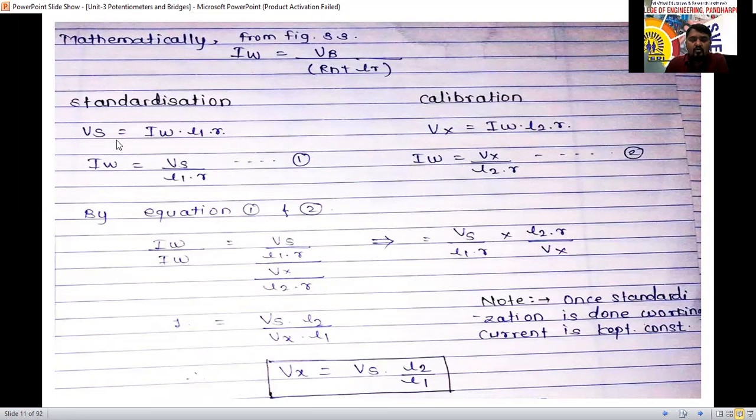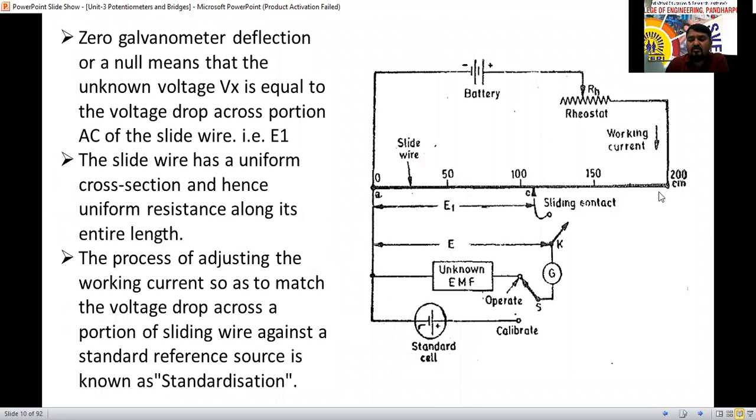This is for the total source voltage, and this is for the unknown voltage. The source voltage equals I_W times L1 times R. The wire has a uniform cross-sectional area, so throughout the length it has the same resistance per unit length. So A to B is L1 and A to C we are going to consider as L2.